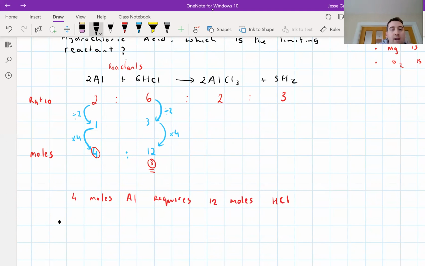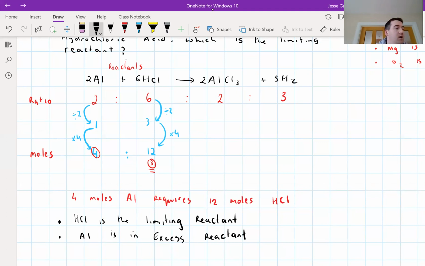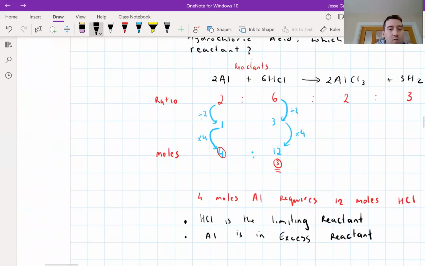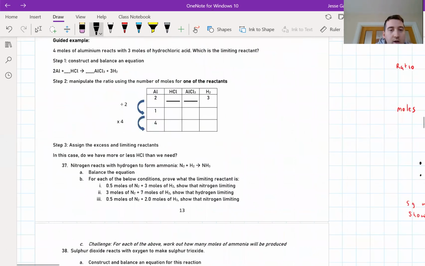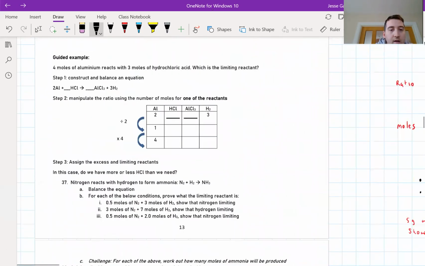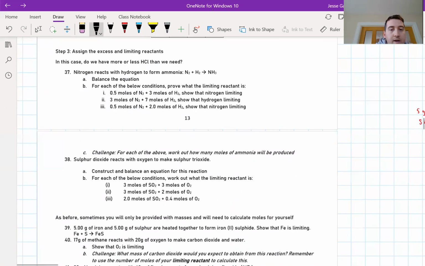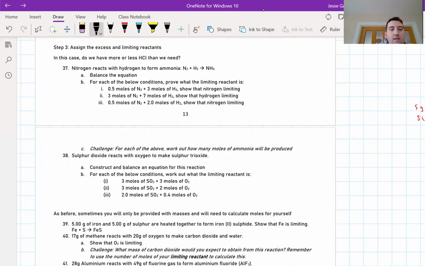Okay, so you should have written that HCl is the limiting reactant. Well done, if you got that right, super stuff. Obviously it's also true then that Al is in excess, or it's the excess reactant. I have a couple for you to practice now. So going to go back over here, and let's have a look at question 37 and question 38.